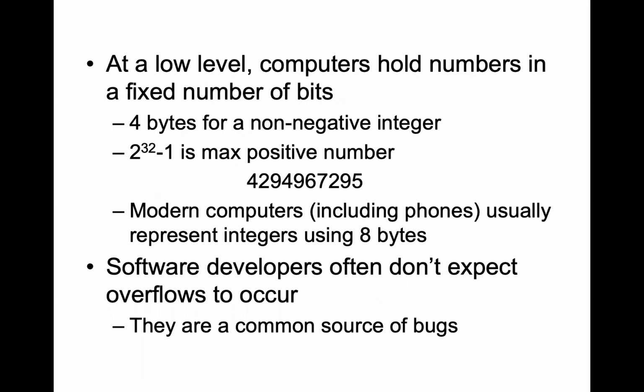So again, there's this sort of unpleasant reality that computers almost always store numbers in a fixed number of bits. If we had integers, and we're talking again about non-negative integers, stored in 4 bytes, that's 32 bits. The largest possible number you could store in that is this long number here, which is a little bit above 4 billion. So if you have 32-bit numbers, or if you store integers in 4 bytes, you can count up to about 4 billion things.